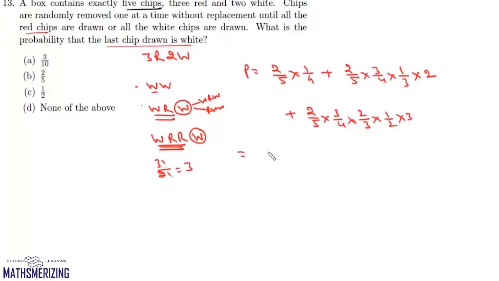So this value will be simply 1 by 10 plus, now here 3 will cancel, it will also cancel, so this is 1 by 5, here this 4 will cancel, 3 will cancel, and we'll get this as 3 by 10.